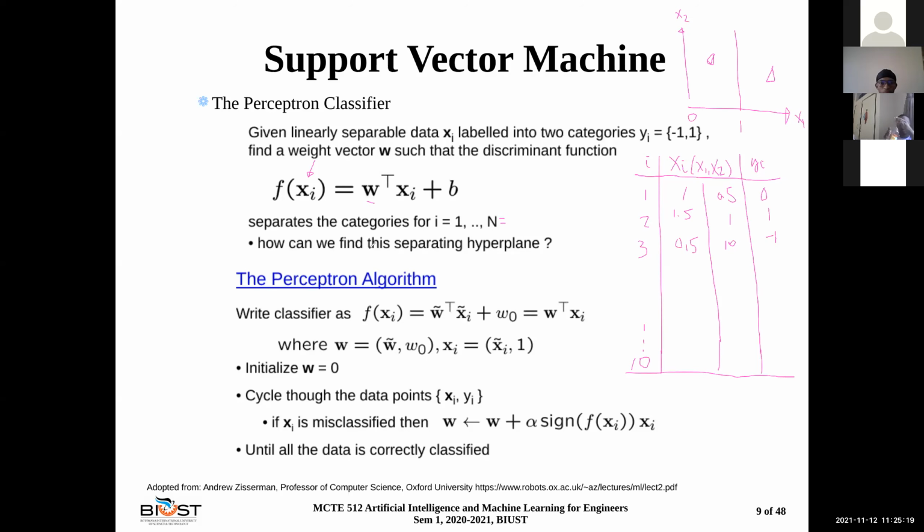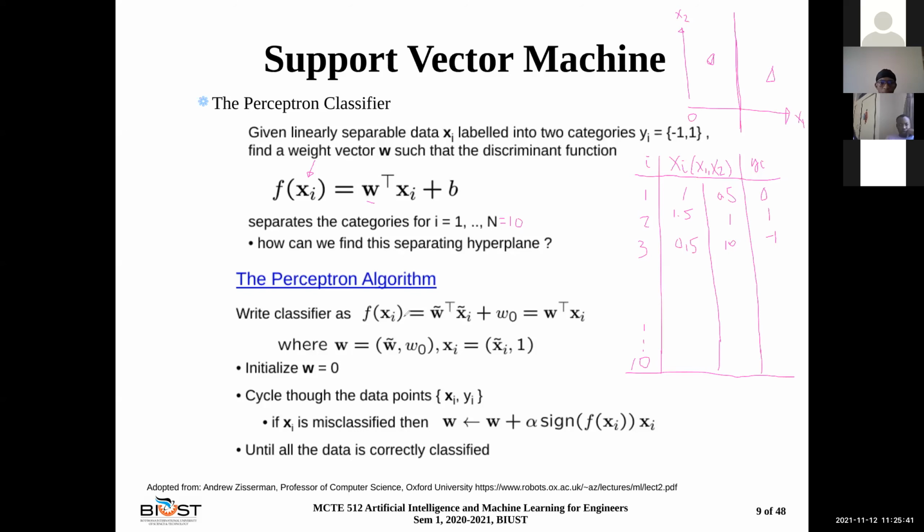Separating hyperplane, we know this already, that it is a line, but it can be a hyperplane, that means it's a plane. Separating the two, it's like a wall between the two in the plane. A wall, if you see from the top, it is a line. So that wall is a hyperplane. Now we write the classifier like this.